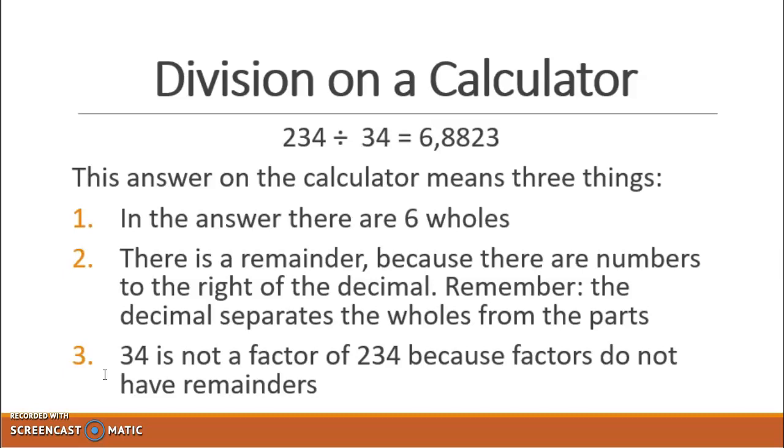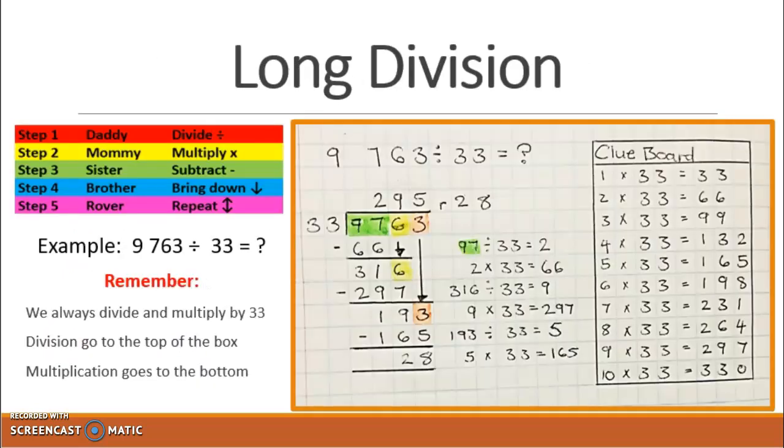Right, let's look at division on a calculator. If you had to type in 234 divided by 34, you'll get an answer of 6,8823. This answer on the calculator means 3 things. Firstly, in the answer there are 6 wholes. Secondly, there is a remainder because there are numbers to the right of the decimal. Remember, the decimal separates the whole from the parts. And thirdly, 34 is not a factor of 234 because factors do not have remainders.